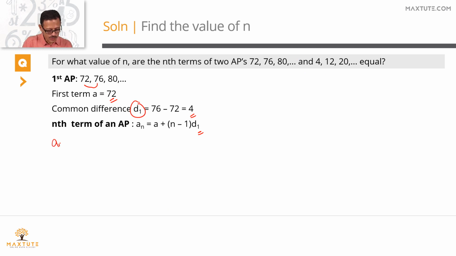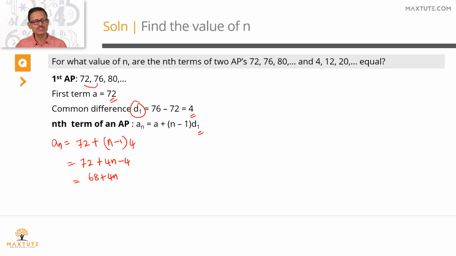So the nth term of this progression is equal to the first term, which is 72, plus n, we do not know, minus 1 times the common difference, which in this case is equal to 4. So let's expand this, which is equal to 72 plus 4n minus 4. This will translate to 68 plus 4n. So the nth term of the first progression is 68 plus 4n.